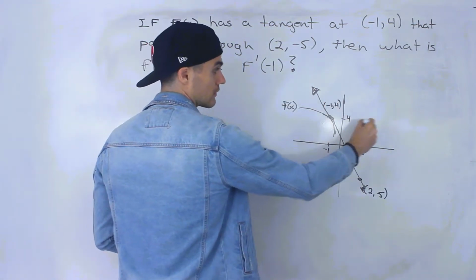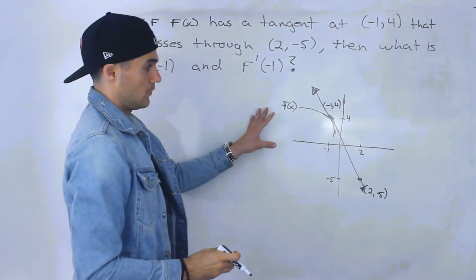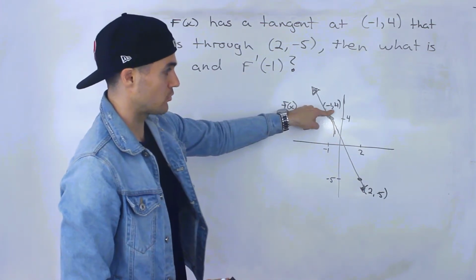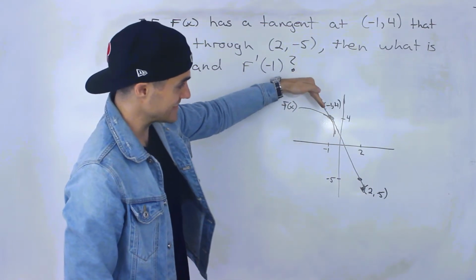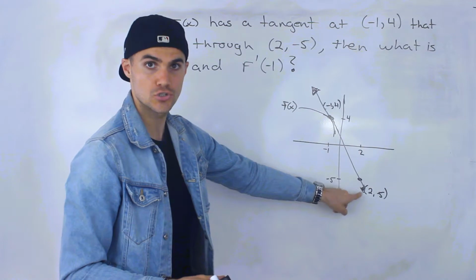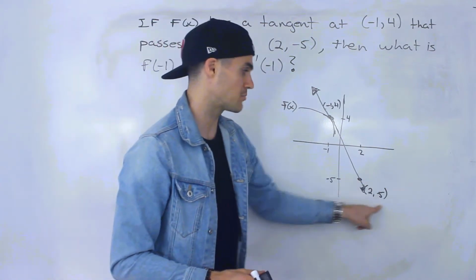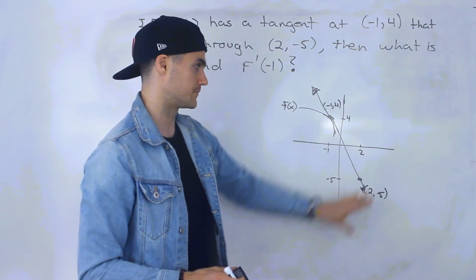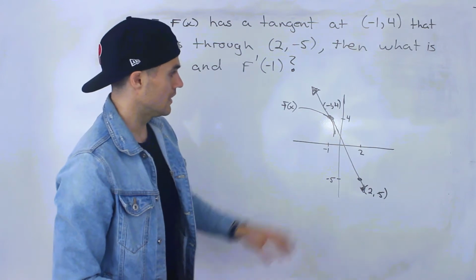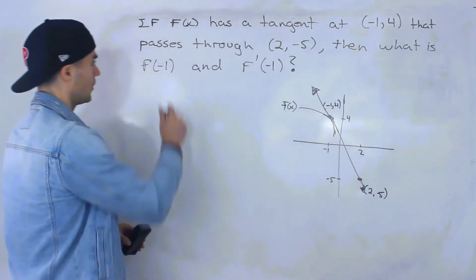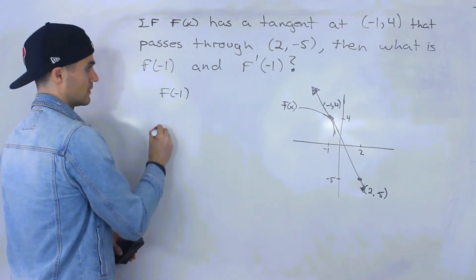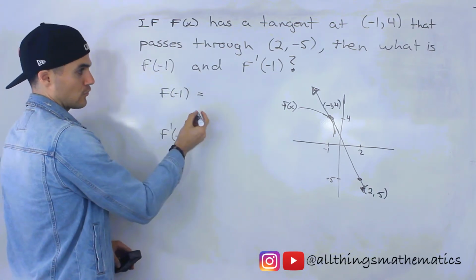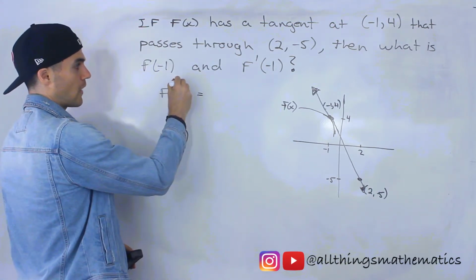It could also maybe even look like this. However the function does look, we know that it has a tangent at this point, (-1, 4), and then this tangent also passes through the point (2, -5). And this point here, we can assume that it's not going to be on the function. It may be, we don't know, but it most likely isn't. And then from this information, what they want to know is what's f of -1, what's f prime of -1.